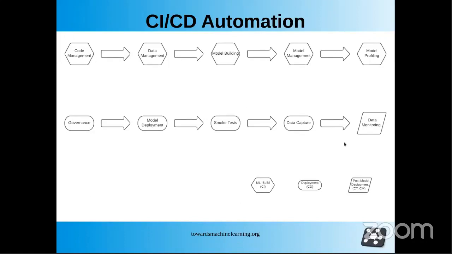Everything that you see in this shape is going to be your CD pipeline, and this parallelogram is going to be the CT and CM that we've seen in the previous slides. Okay, this is your CI part, this is your CD part, and this is your continuous training and monitoring. We'll be completely showing the CI pipeline, and we'll show the model deployment part in the continuous deployment pipeline. Okay, let's go deep into it.